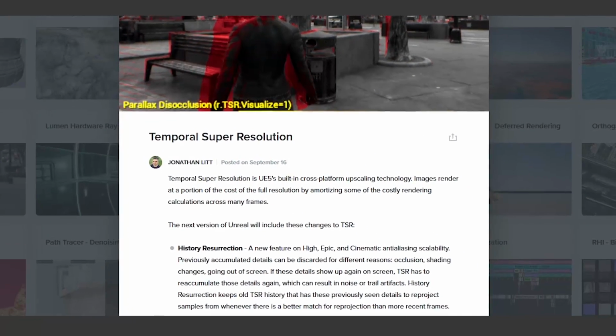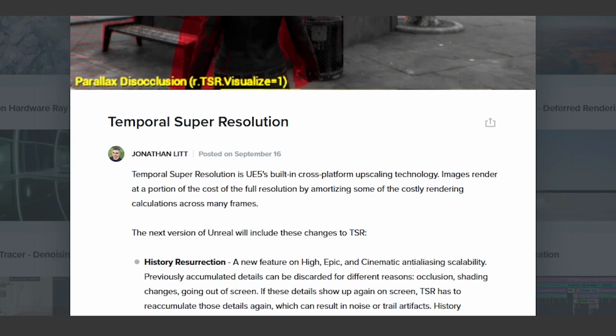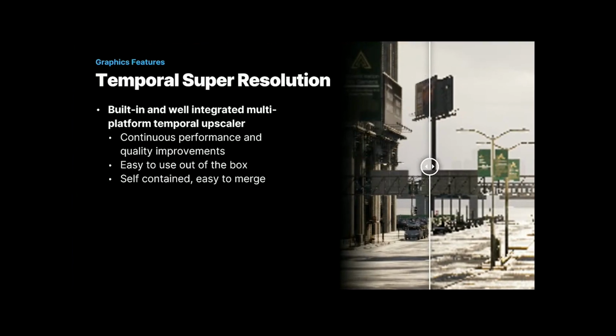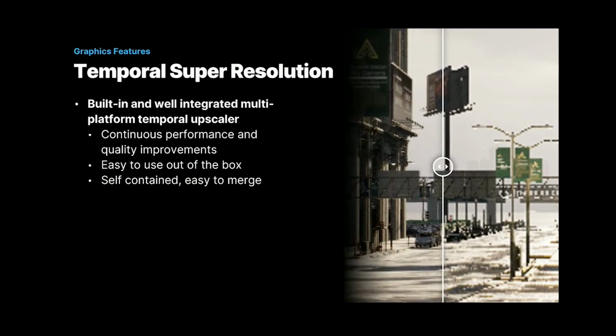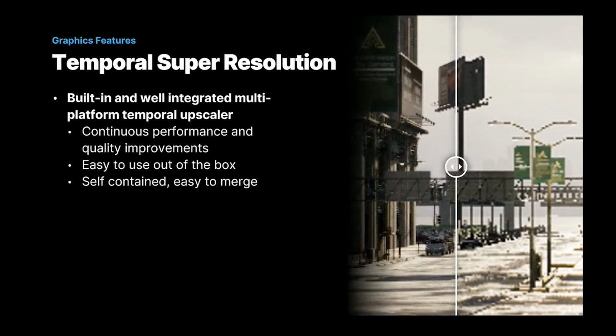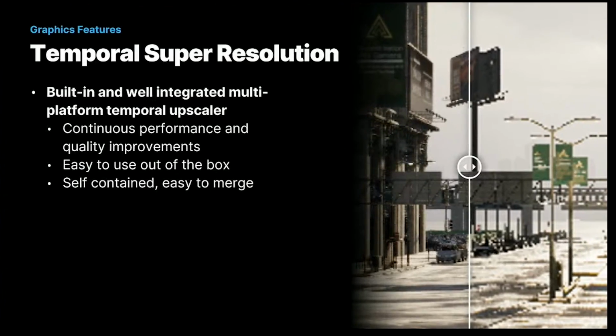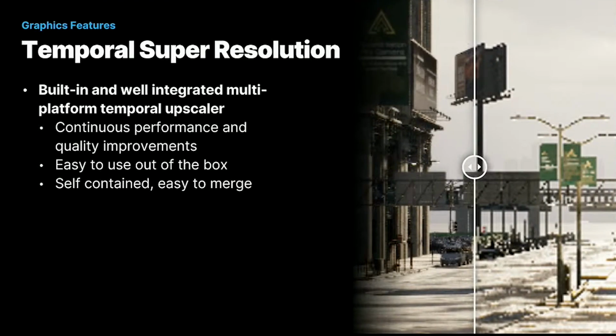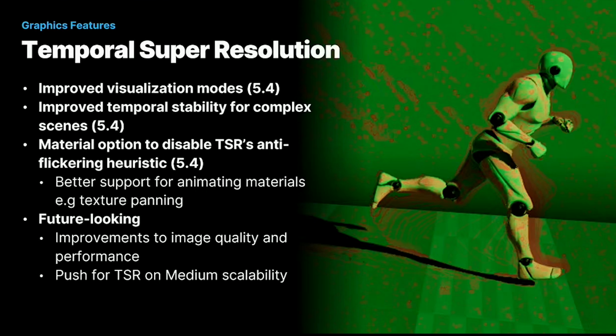Basically, TSR is UE5's built-in cross-platform upscaling technology. Images render at a portion of the cost of the full resolution by amortizing some of the costly rendering calculations across many frames. The next version of Unreal Engine will include these changes to TSR. We have History Resurrection, a new feature on high, epic and cinematic anti-aliasing scalability.